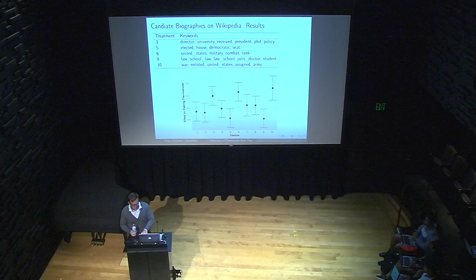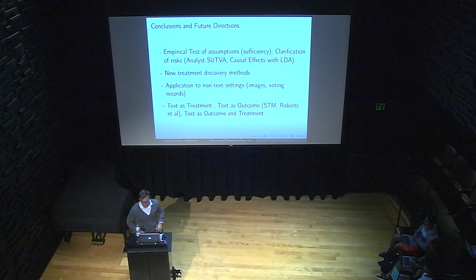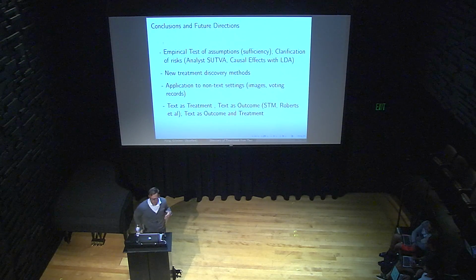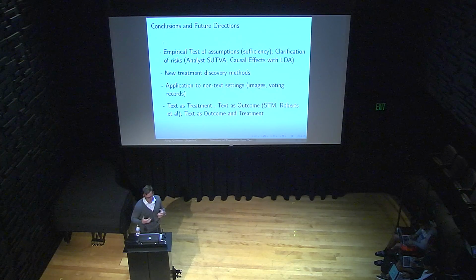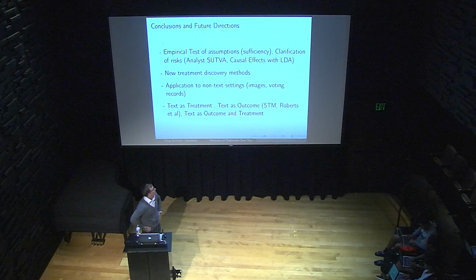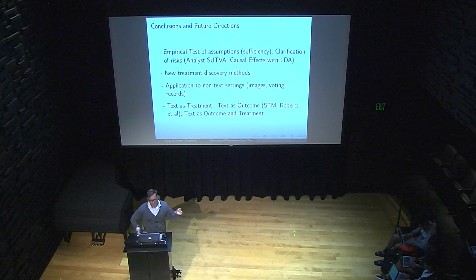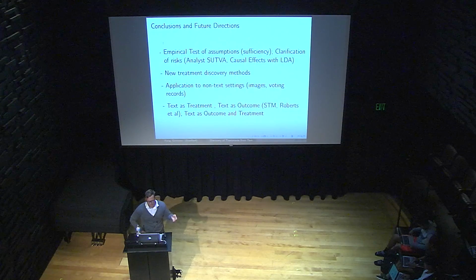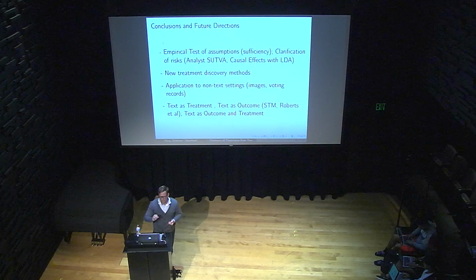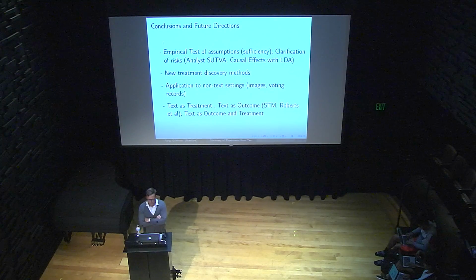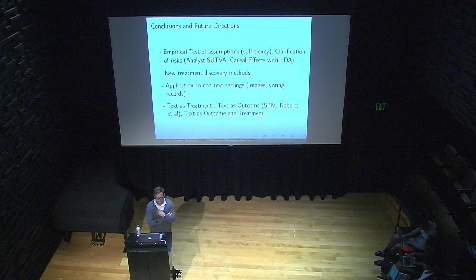Okay. So I'm just going to conclude real quick, and then maybe I can answer some more questions. There are lots of future directions here, and I think there are a lot of applications of this idea. We're working on empirical tests of the key assumptions, and also a paper that clarifies some subtle but important issues in doing causal inference with text, like this analyst-induced SUTVA violation and how to do causal effects with LDA.